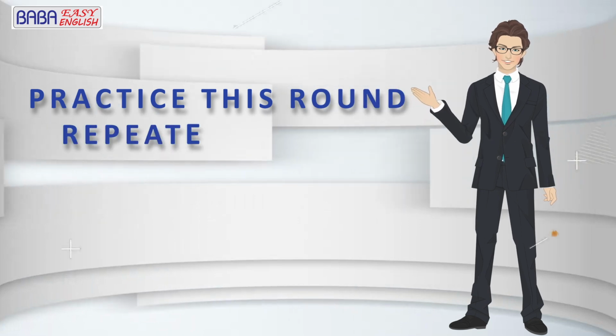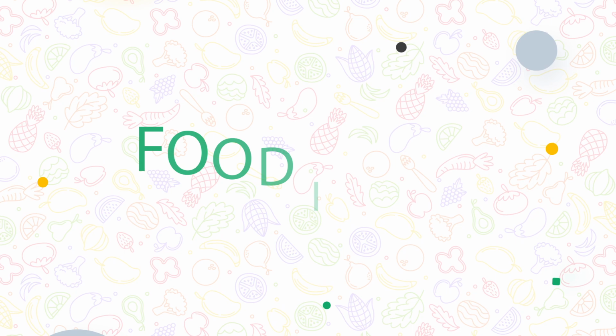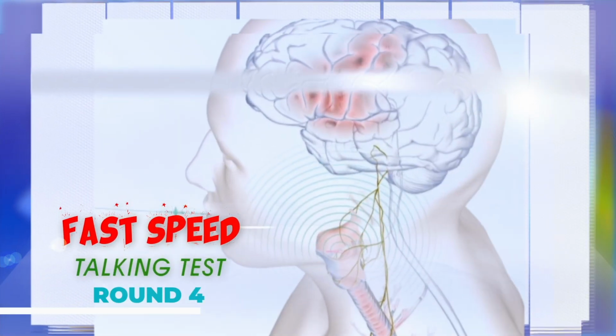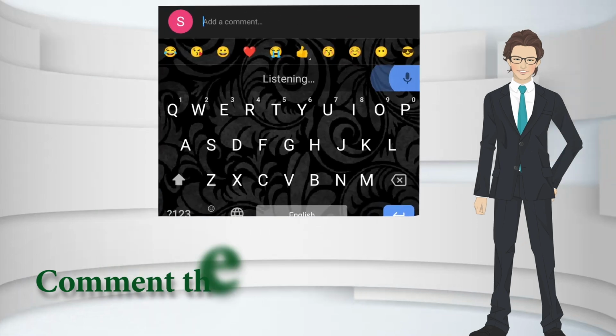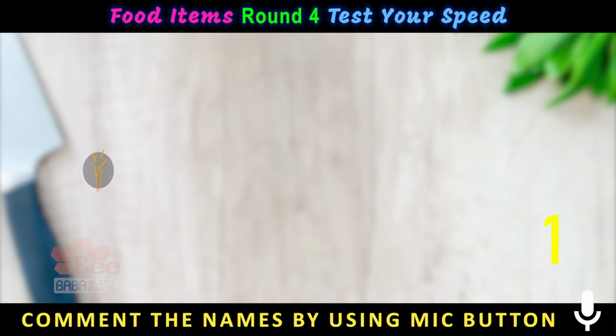Practice this round repeatedly up to understand and register it well. Round 4. Fast speed talking test. Comment the names by using the mic button in your keypad.